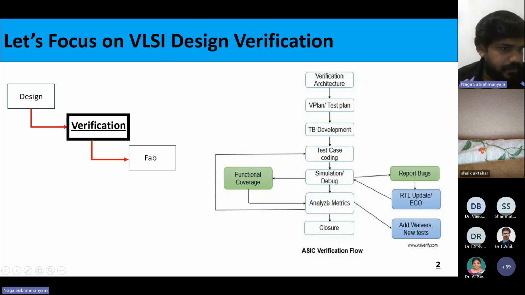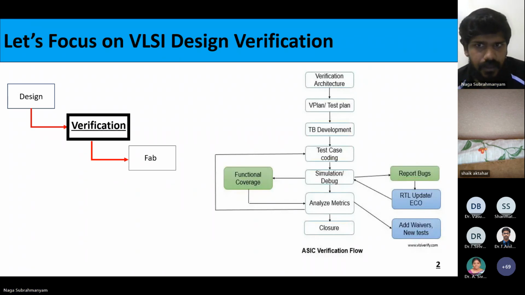There are some things which make our verification journey as comfortable as possible. Those are called metrics. Under those metrics we will see coverage. I'll tell you what coverage is at a basic level. Once we verify all the features, we'll come to a place called closure. This is the verification closure.